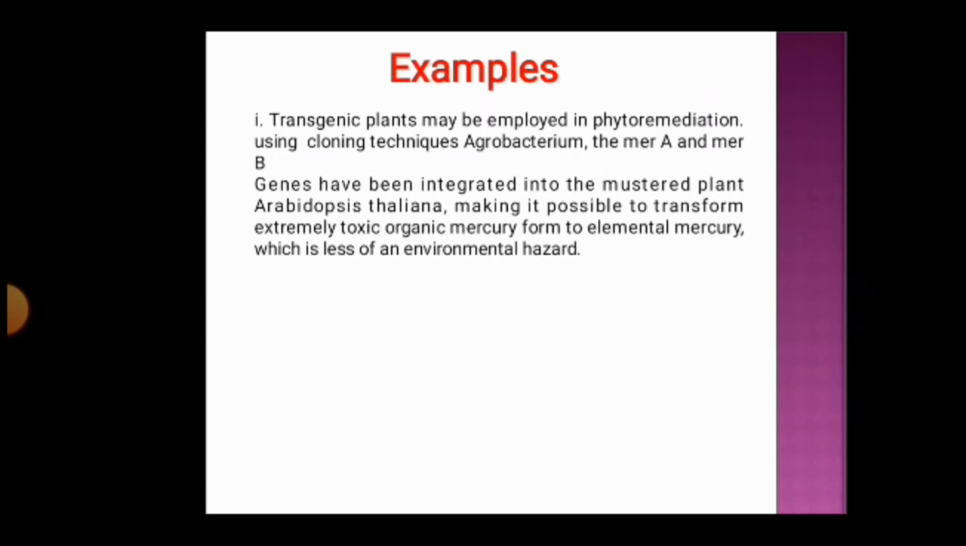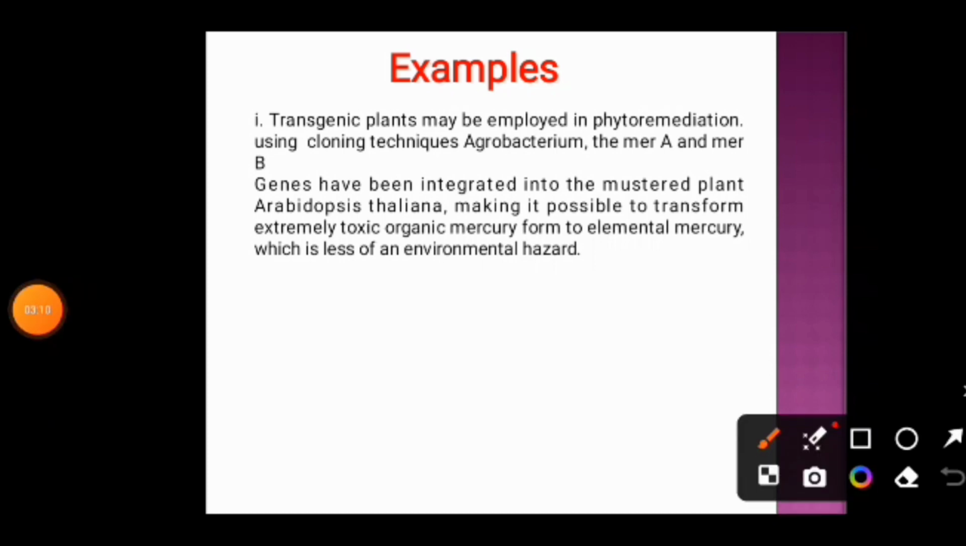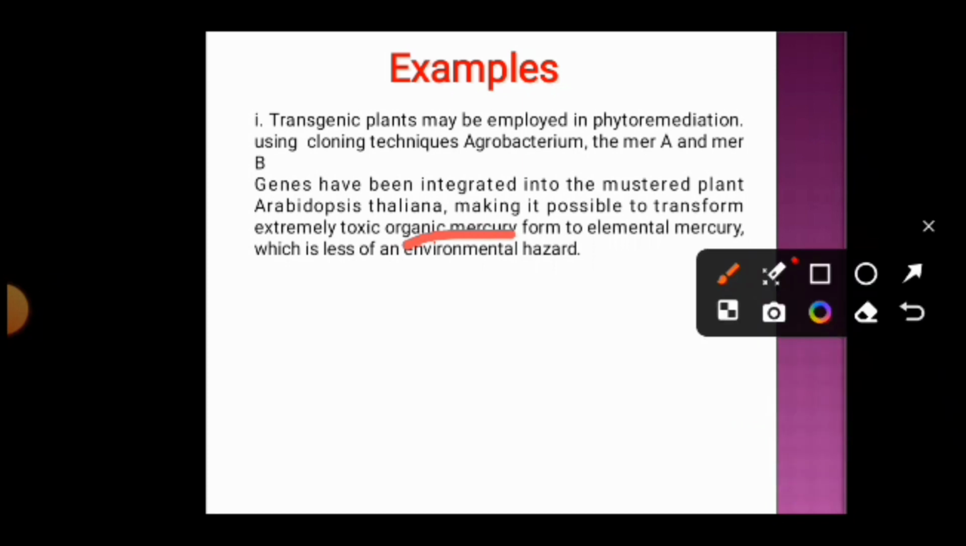Now the examples. The first example is that transgenic plants may be employed in phytoremediation using cloning techniques with Agrobacterium. The merA and merB genes have been integrated into the model plant Arabidopsis thaliana, making it possible to transform the extremely toxic organic mercury form into elemental mercury, which is less of an environmental hazard. Thus, the toxic organic mercury form is reduced in the environment.